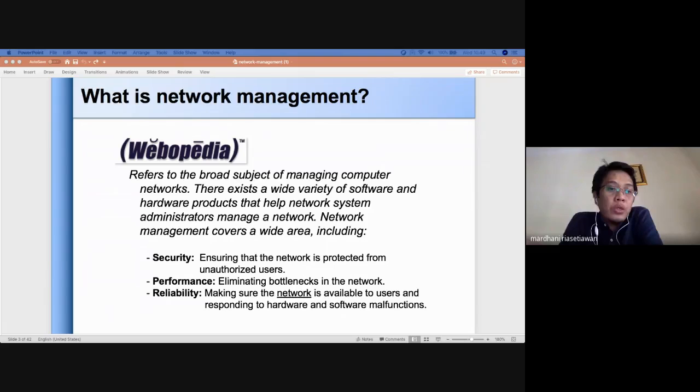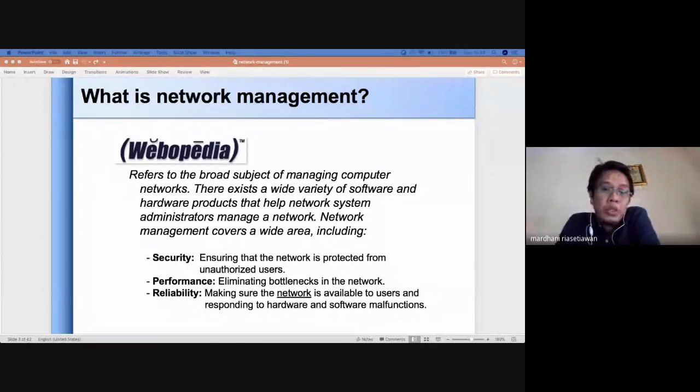Yeah, we try to figure out what the bottleneck is in the network that makes some problem occur. For example, when internet access becomes a problem, we need to see the bottleneck. Is this from the router side, or maybe the server side, or maybe the user side? And then we try to eliminate the bottlenecks.